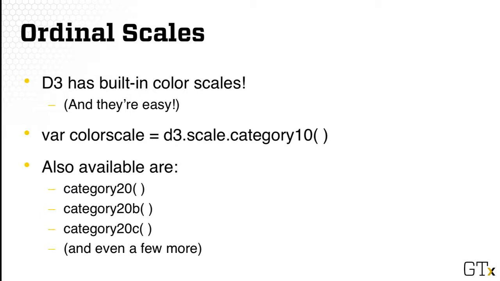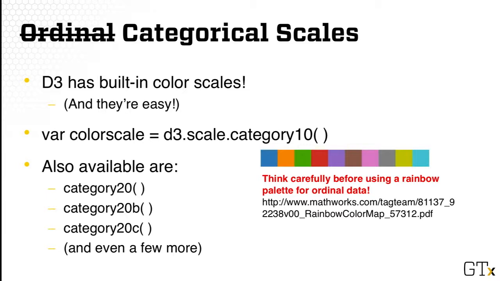For ordinal scales, D3 has built-in color scales, such as category10. For example, it gives you 10 colors. Category20 gives you 20 colors. And there are also variations like 20b, 20c, and so on. D3, in fact, doesn't really care so much about what you pass into an ordinal scale. The only requirement is that the domain is discrete.